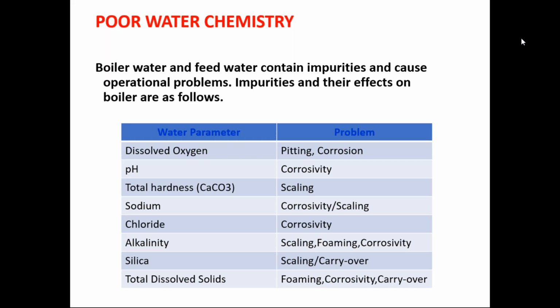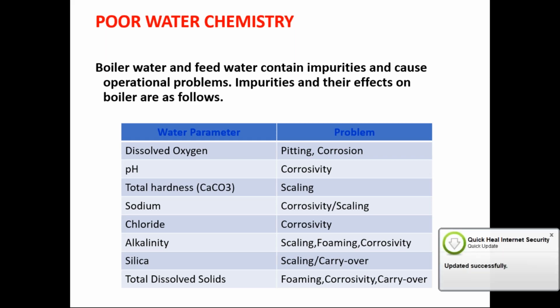So all these are the various parameters related to the water, and different problems may arise due to insufficient or varying limits of these parameters. Suppose the dissolved oxygen is not as per the standards, then pitting or corrosion may be the problem. If the pH is not as per the standard, then corrosivity may be the issue. If the total hardness is not as per the mark, then scaling may be the issue. If the sodium is not as per the mark, then corrosivity or scaling may be the issue.